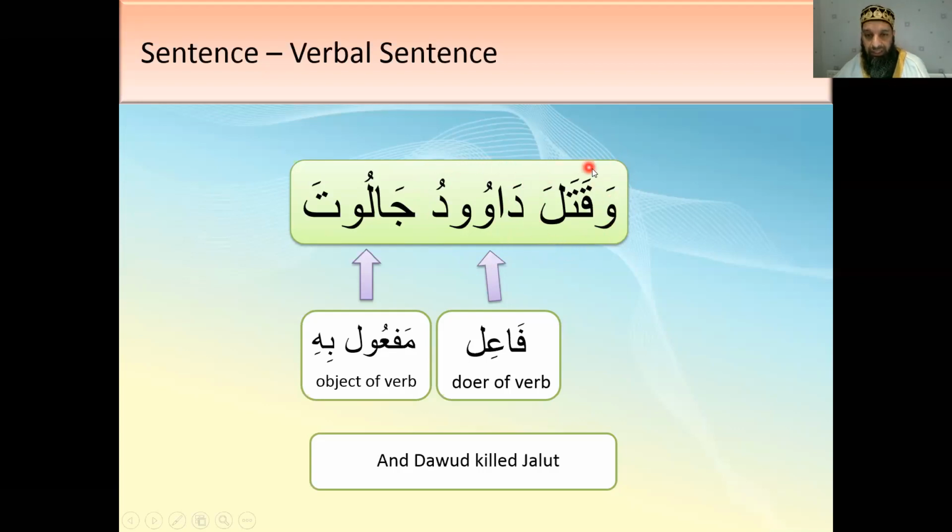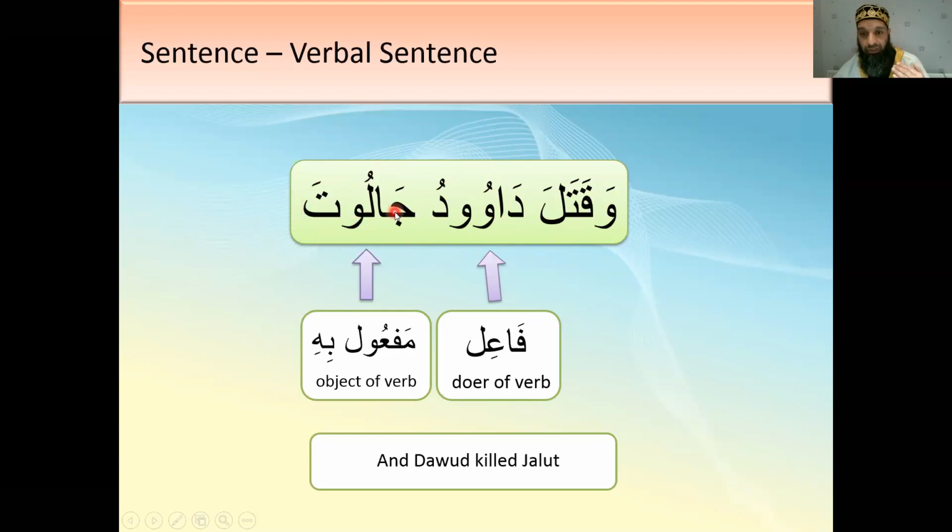Waqatala, and he killed. Now let's look for a marfu word that comes next, because once we find a marfu word, we know that one is doing the killing. Who killed? Oh, Dawood is marfu, so Dawood did the killing. Is Jalut marfu? No, that's mansub. The one that is mansub is the one the verb is done to. This is like the subject of the verb, and this is the object of the verb. The subject is marfu. The object is mansub.